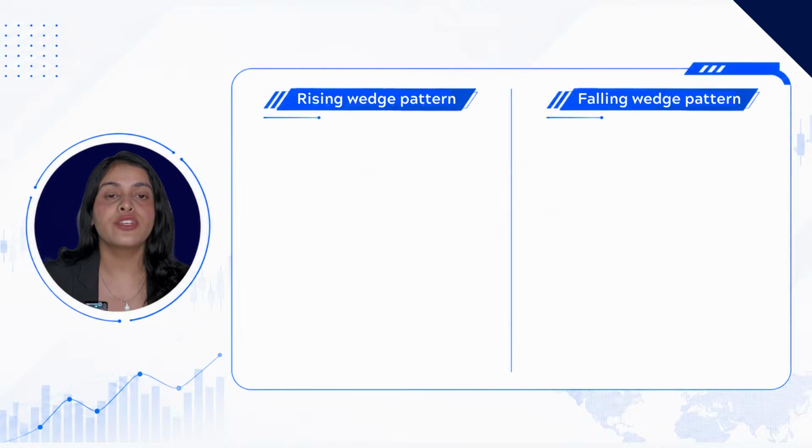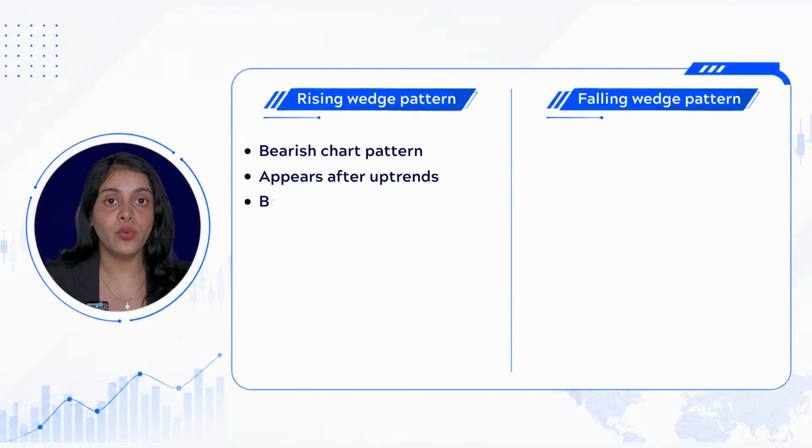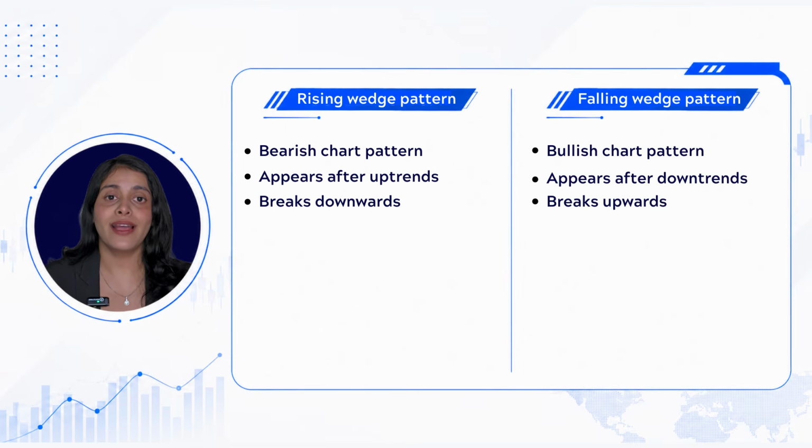Let's quickly understand the difference between the rising wedge versus the falling wedge. Rising wedge is bearish, appears after uptrends, breaks downward, whereas the falling wedge is bullish, appears after downtrends, and breaks upwards. They are exactly mirror images of each other. The falling wedge is much more than just two converging trend lines on a chart. It represents a gradual shift in the market psychology where sellers begin losing control and buyers quietly regaining their confidence.